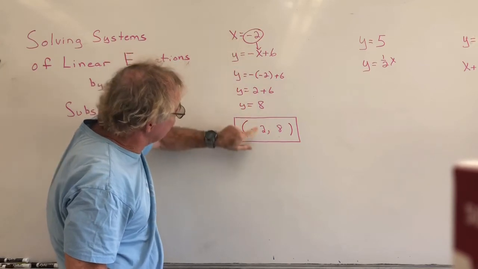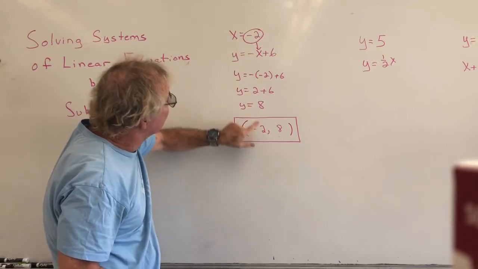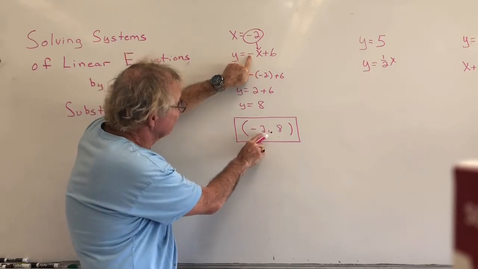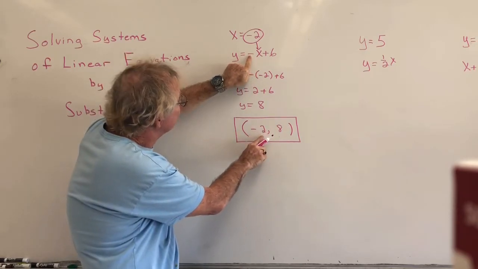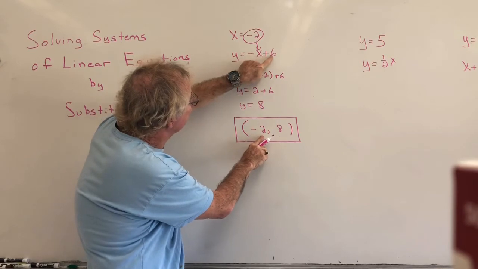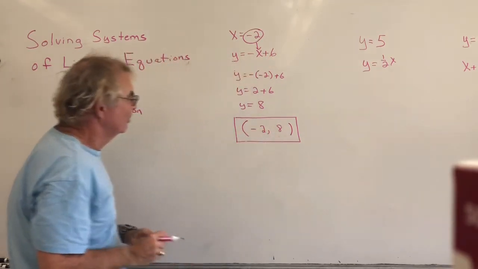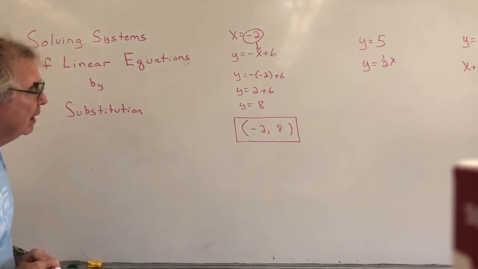This ordered pair will satisfy this one. X is -2. There it is. Now, what's -x? The opposite of -2 is +2, and 2 plus 6 is 8, and that's this. So that's the concept of substitution.